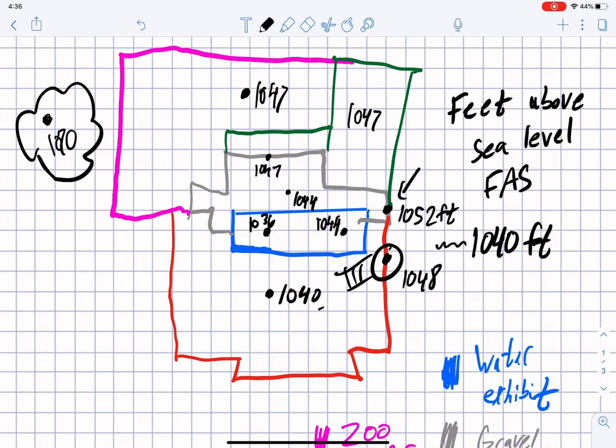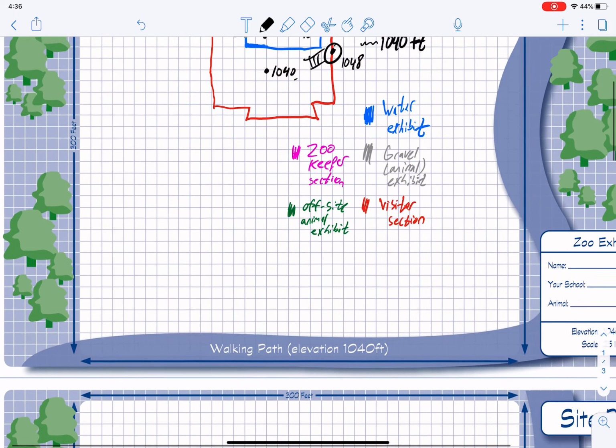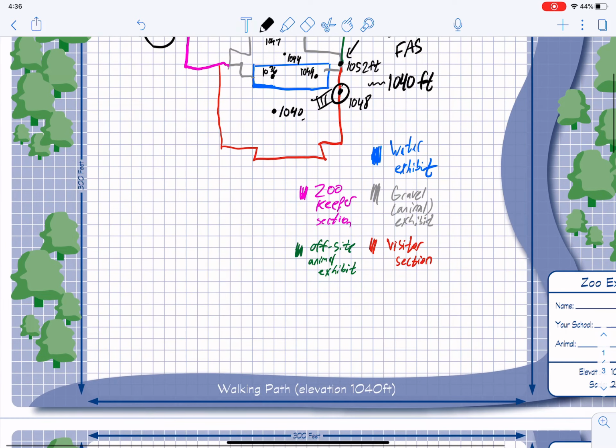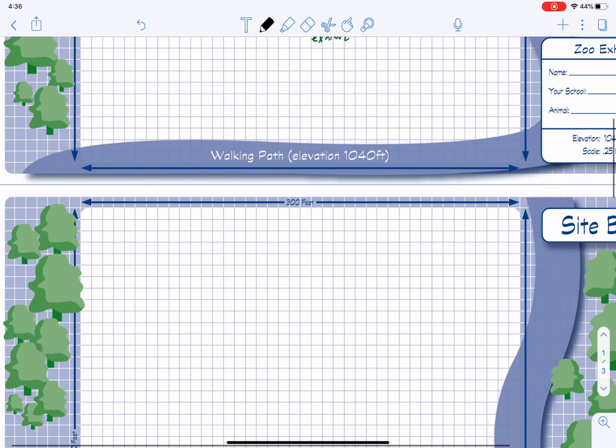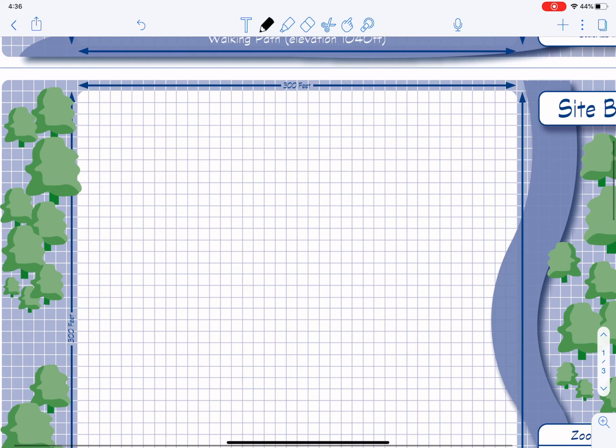The second part of the scale drawing, this is the first part, is the side view of your exhibit. If you scroll down here, you can either do the side level view in here if you have space, or I'm just going to go to the next page so you can see it okay. So, the side level view of your exhibit.